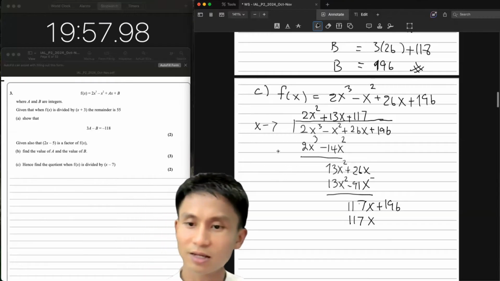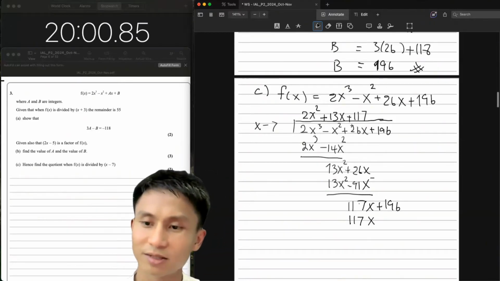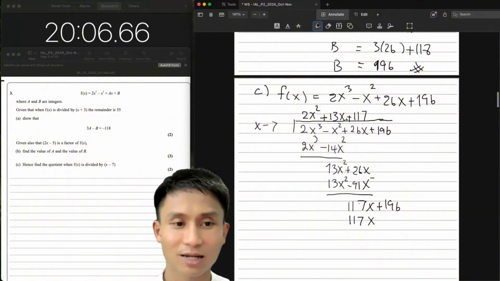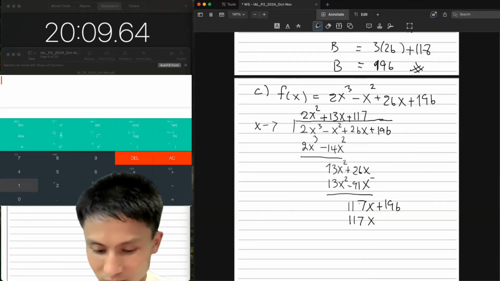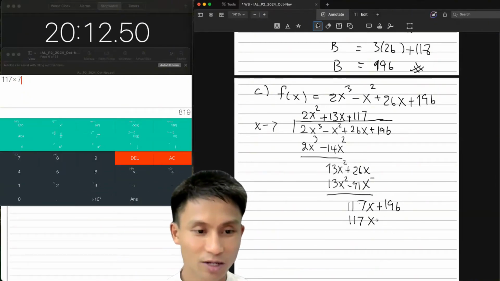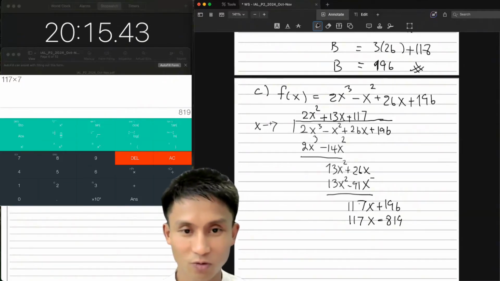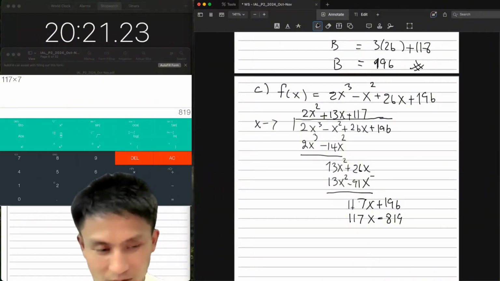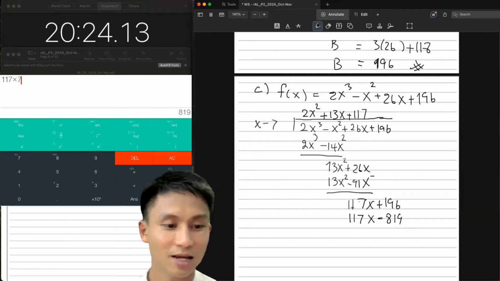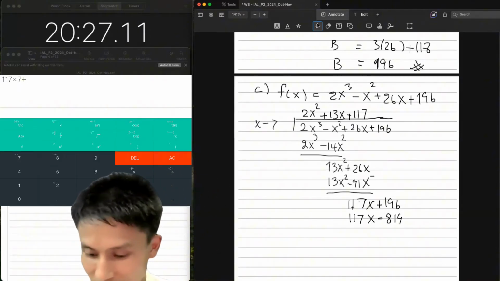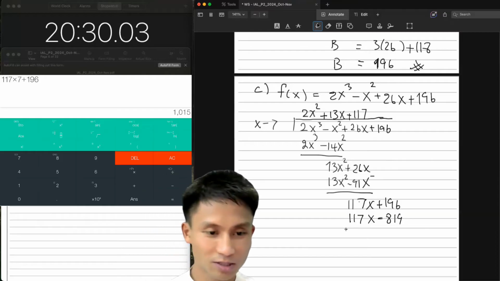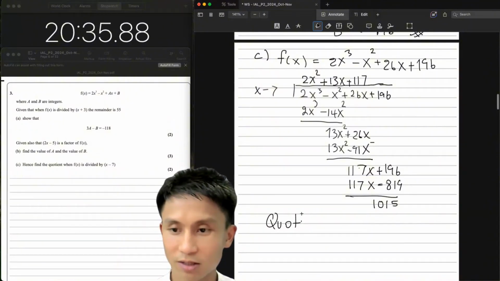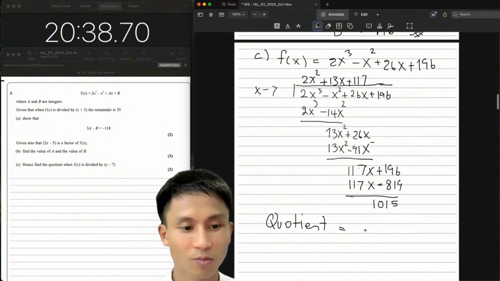Not so sure with that now. I think for a quotient, the remainder doesn't have to be 0. So we can check back about this later. But 117 times 7 is 891. So that's minus 891 because I didn't forget about the minus sign there. So 196 minus 891. So that becomes a plus 196 there. Okay, so this is the remainder of that. So the quotient is equal to just the top part.